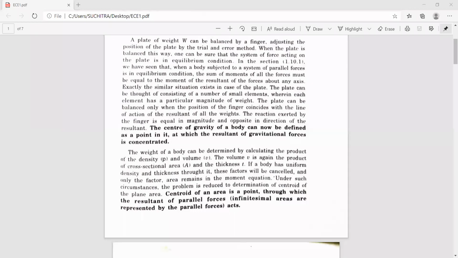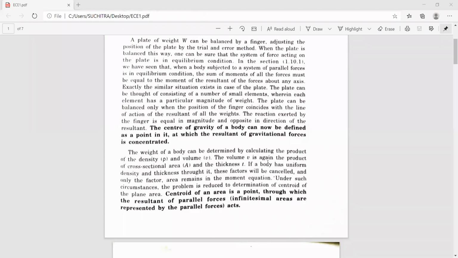So you can call it by notation rho, and volume you can call as V. So the weight of a body can be determined by calculating the product of density. Density is mass by volume, and it is designated as rho, and volume as V.